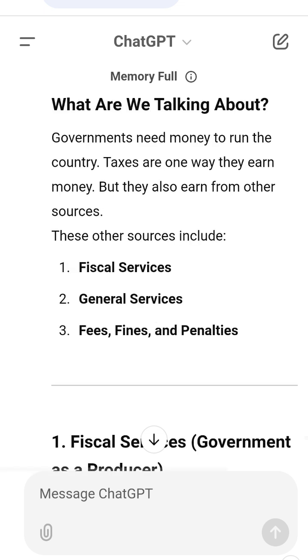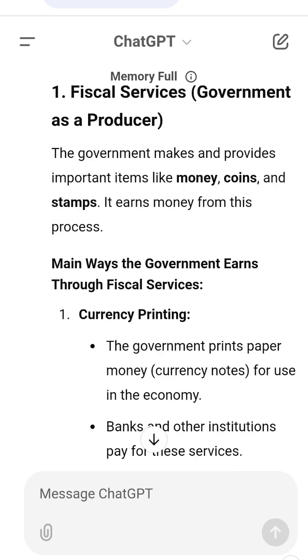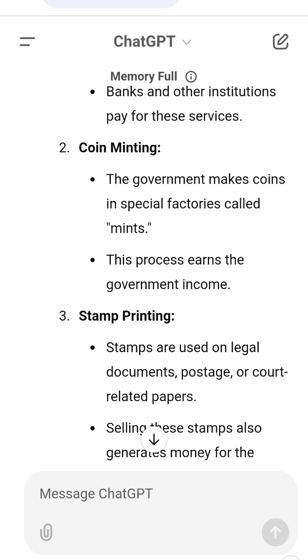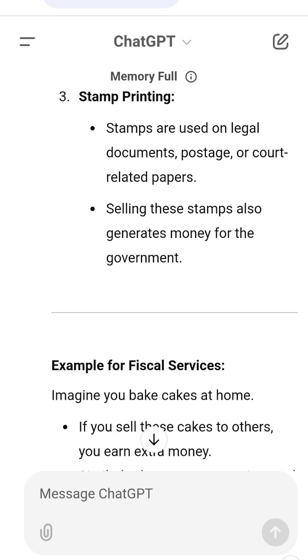Example for fees, fines and penalties. Think about a school. You pay exam fees to appear for tests. If you break a rule, like damaging property, you pay a fine. If you return library books late, you pay a penalty. The government works the same way. It earns from fees, fines and penalties.